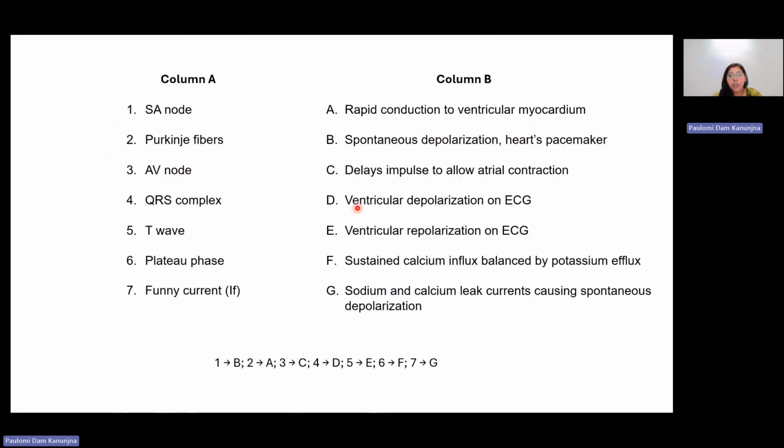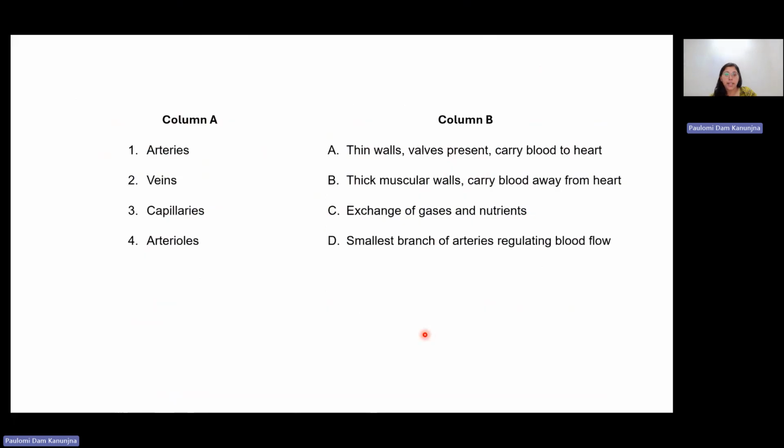The QRS complex is for your ventricular depolarization on the ECG. This makes sense, right? T at the end, so ventricular repolarization. Plateau. So plateau is when there is sustained calcium influx. Why? Because the ventricles have to contract. And the last one, which is the pacemaker current, this is for sodium and calcium leak currents causing spontaneous depolarization. So it kind of gives you an idea of what I'm going to talk about, but let's hold on to the idea, right? Okay, this is easy.